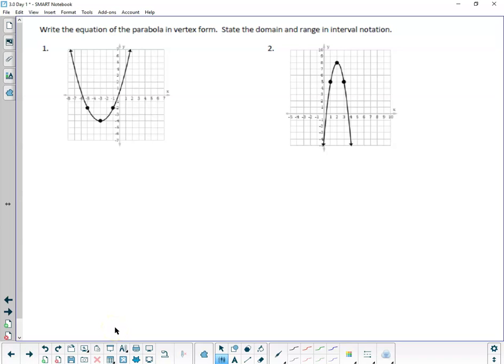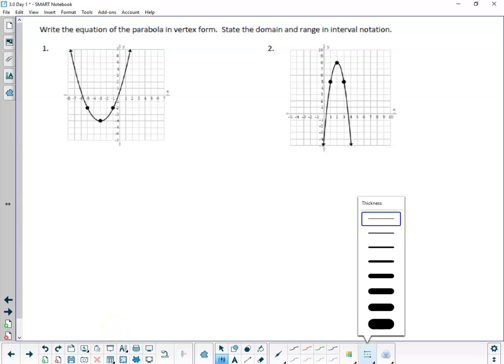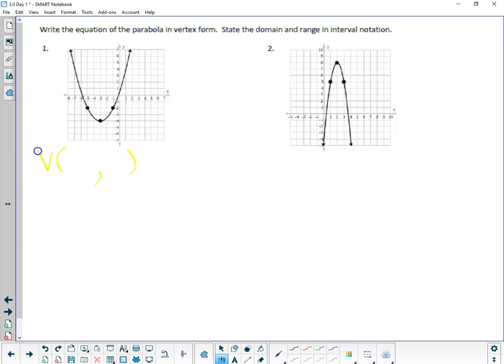All right, guys, we are going to go ahead and write the equation of the parabola in vertex form, state the domain and range in interval notation. On number 1, we know that the vertex is (-3, -4). So remember, when you go to write that in the equation, the -3 has to be opposite in the parentheses. Do not forget the squared exponent.